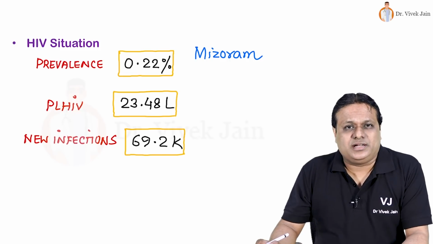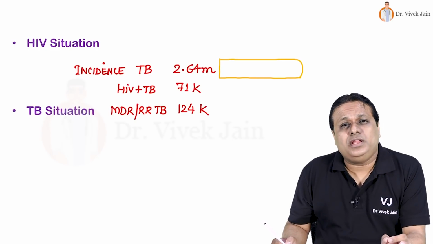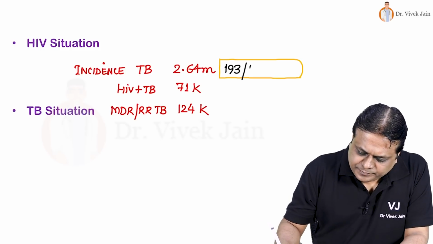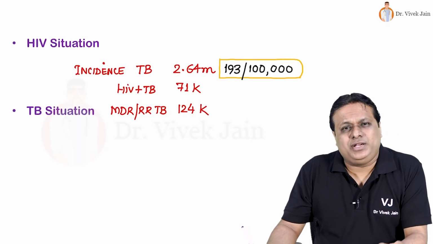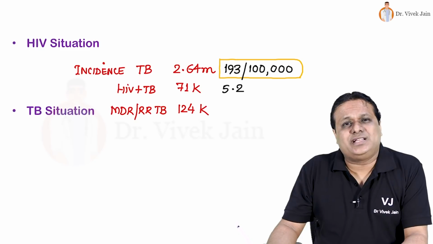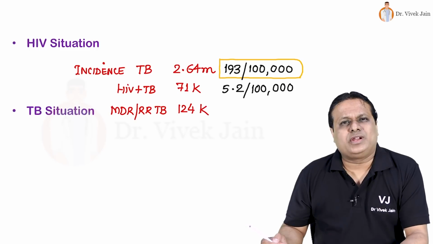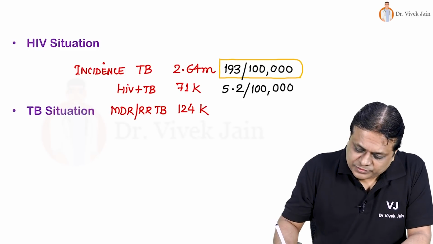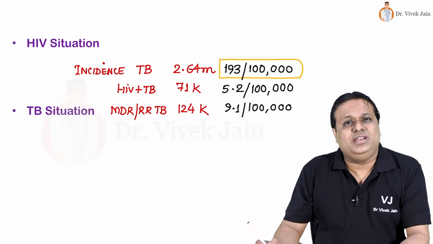So let's now look at barometer of social welfare. Tuberculosis situation in our country. Incidence of all cases of tuberculosis in our country has been reported to be 2.64 million, giving a rate of 193 per 1 lakh population. HIV plus TB together contribute 71,000 cases, that is 5.2 cases per 1 lakh population. And when we look at resistance, MDR and other resistance, 1,24,000 cases, giving us a rate of 9.1 cases per 1 lakh population every year.